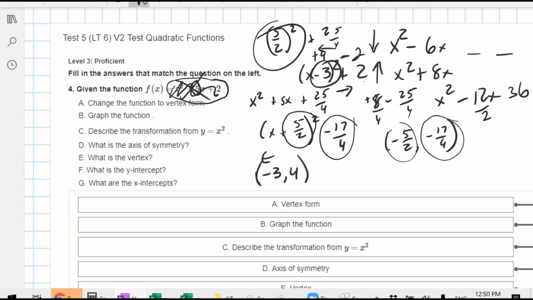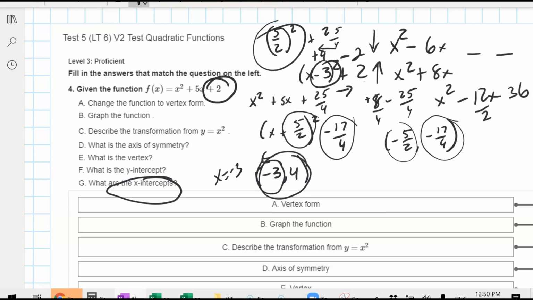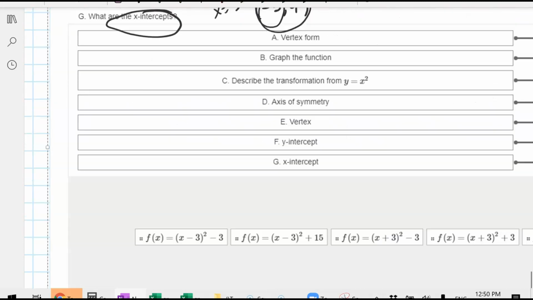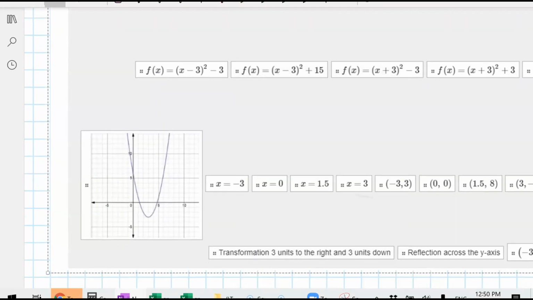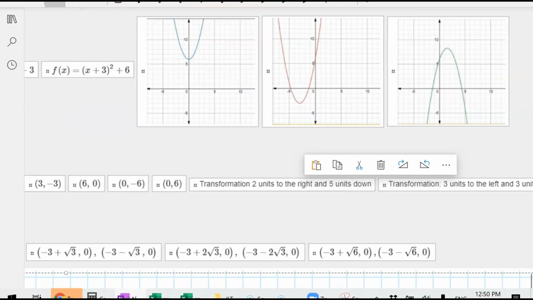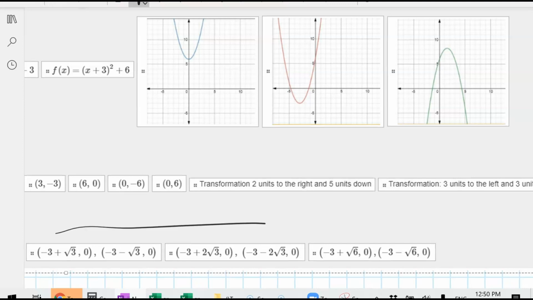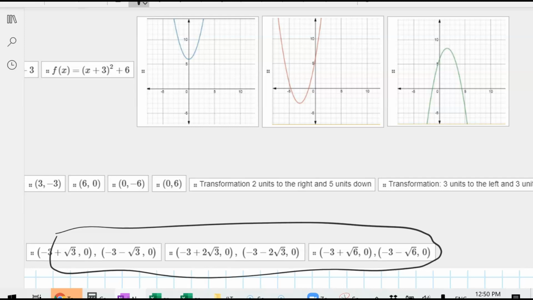What is the axis of symmetry? Well, once we find the vertex, the axis of symmetry is whatever that is. What is the vertex? Well, once you have vertex form, there's your vertex. What is the y-intercept? The y-intercept's whatever you had at the beginning. It's 2. What are the x-intercepts? That's the one you're going to have to use the quadratic formula. Those would be your answers. Notice the radicals. If they have radicals, use the quadratic formula or square root method.